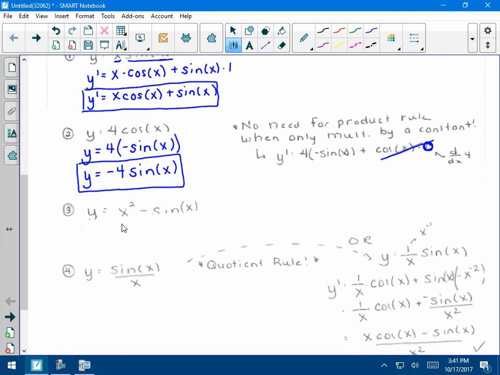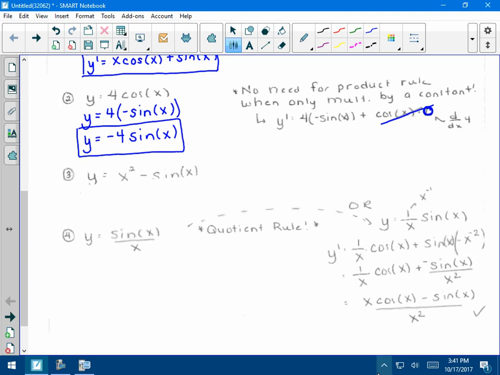Okay, number 3, y equals x squared minus sine of x. So this is not a product, it's just subtraction, so I just take the derivative of each piece separately. So the derivative of x squared is 2x, minus the derivative of sine of x, which is just cosine of x. That one's kind of boring, not much going on there. That's our answer.